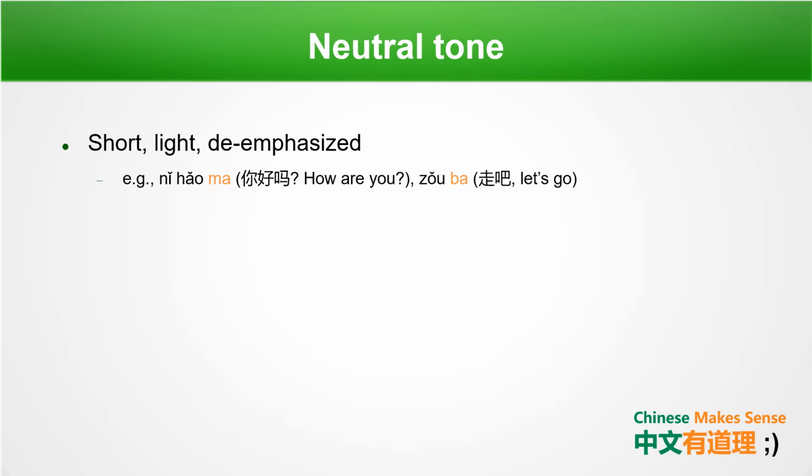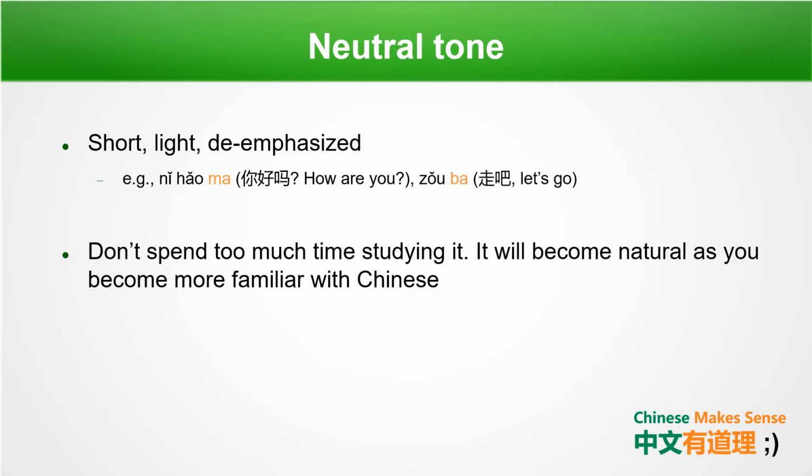There is also a neutral tone. It is short, light, and de-emphasized. For example, Ni hao ma, which means how are you? In this case, ma has a neutral tone. Also, 走吧, which means let's go. And in this one, ba has the neutral tone, where it's short, light, and de-emphasized. But don't spend too much time studying it. It will become natural as you become more familiar with Chinese through our videos.